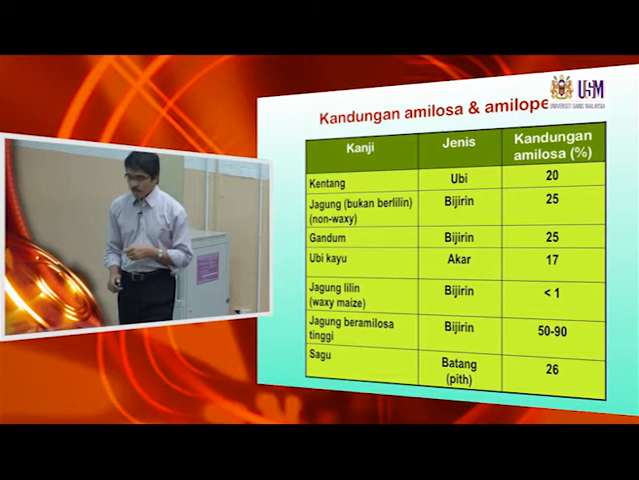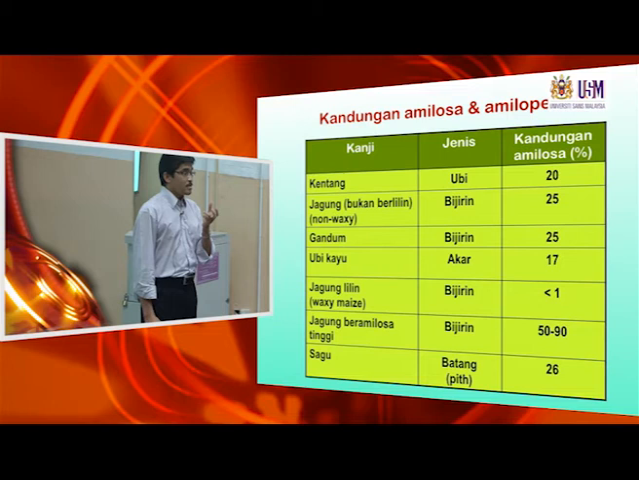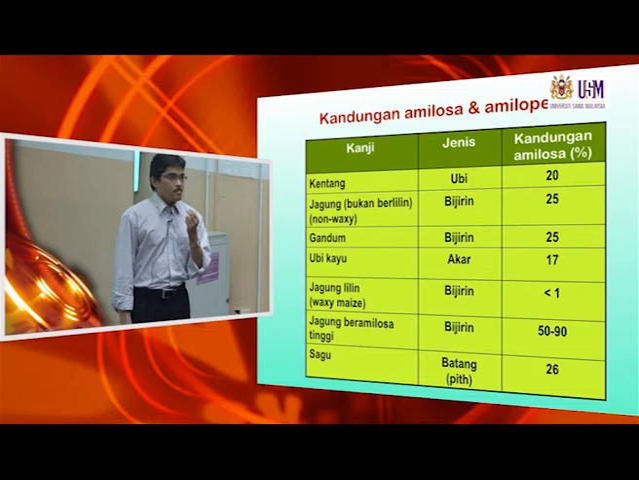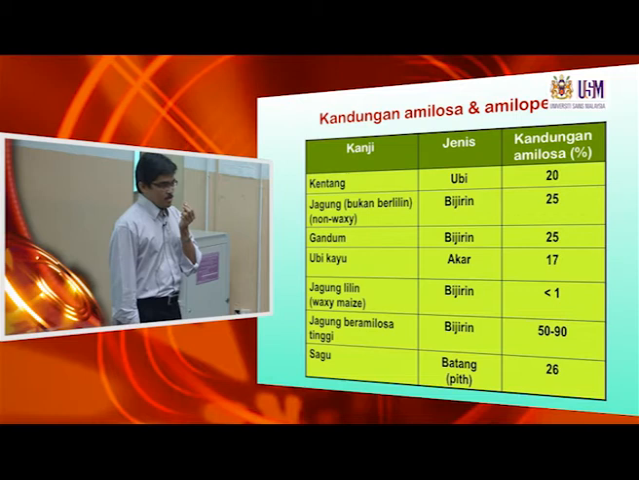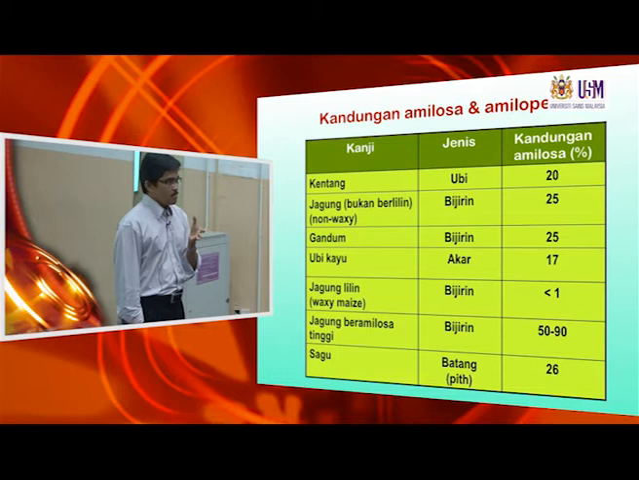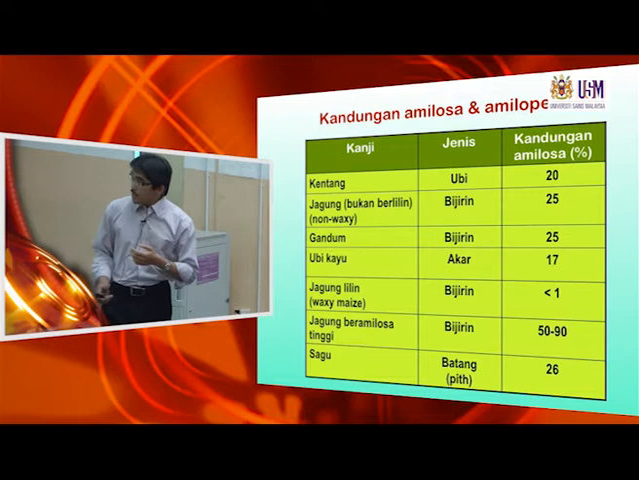Mung bean? Mung bean, kacang hijau. Mung bean, peas, kacang pea, those contain quite a high amount of amylose, maybe around 40%, 50%. But the common type of high amylose starch is corn, high amylose corn.